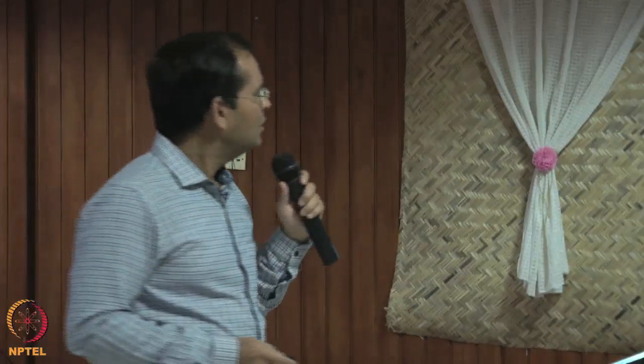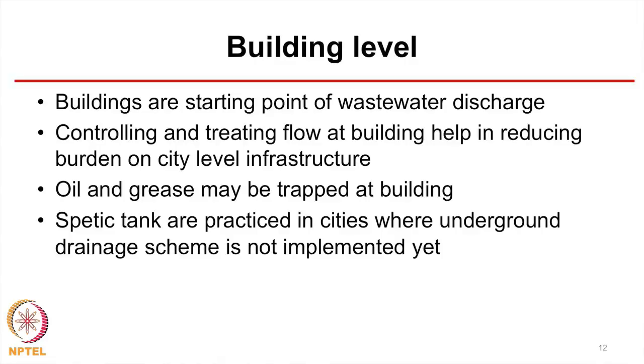So, coming to the treatment part now. Okay, one by one we'll go from building level to the community level to the centralized systems. Okay, any questions until here? So buildings or houses are the starting point of wastewater discharges, and controlling and treating flow at building help in reducing burden on city level infrastructure. Okay, so you may have some intervention at the building level which can be helpful to reduce the organic load on the city scale or whatever treatment plant that the municipality may be planning.